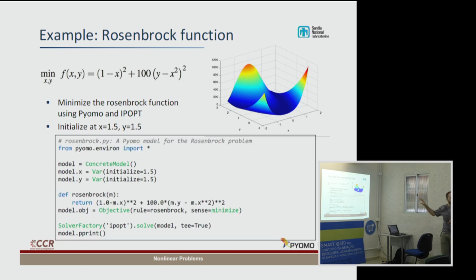So this is really simple, but it's non-linear, so it's simple to write, but not to solve. To write, it's easy. There are two variables initialized at 1.5, 1.5. There is one function, which returns this expression: (1 minus x) squared, plus 100 times (y minus x squared) all squared.